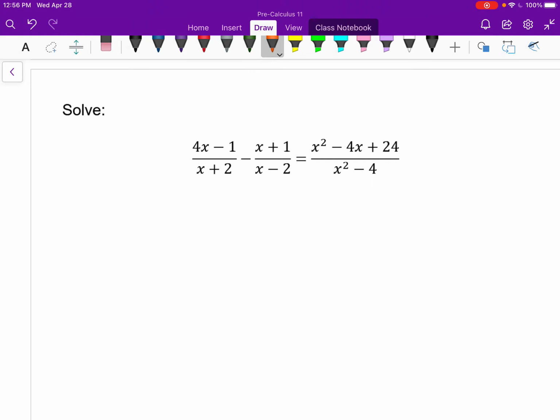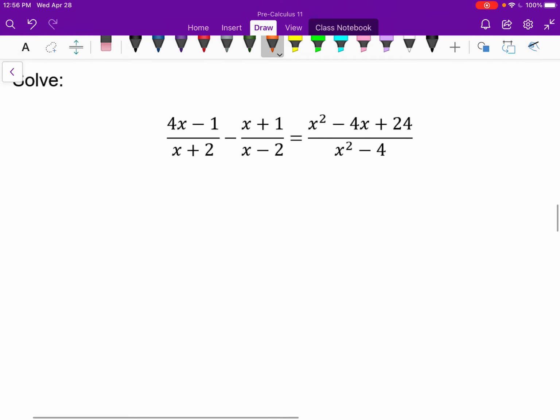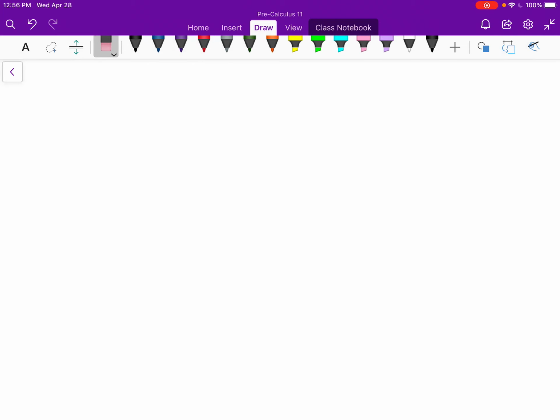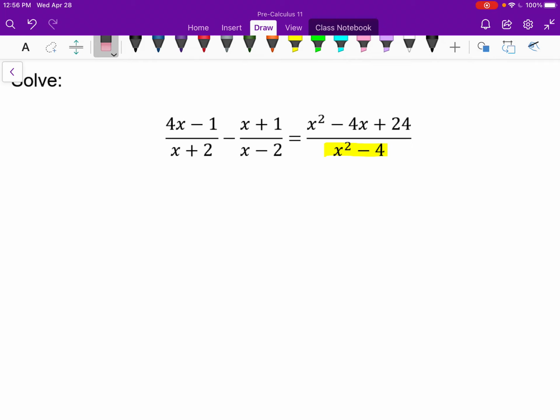But again, I don't have to deal with these denominators if I don't want to. And hopefully I can quickly see that x squared minus 4 is the same as x minus 2 times x plus 2. And so once I see that, I can see my lowest common denominator is x minus 2 times x plus 2, or x squared minus 4. And so I'm going to multiply everything by x minus 2 times x plus 2 right away. And yeah, it looks a little bit messy right here.